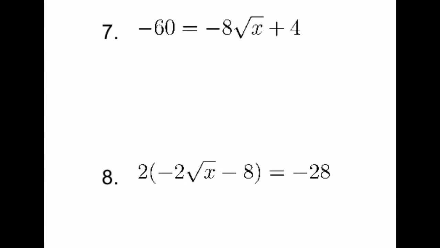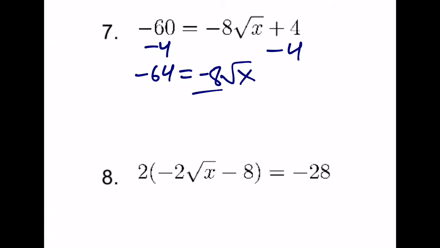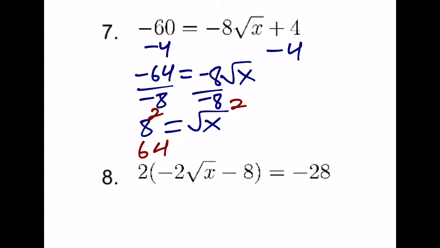Number 7, first thing we do is subtract 4 from both sides, so we get negative 64 is equal to negative 8 square root x. Then we divide both sides by a negative 8. We get a positive 8 on the left. To cancel out the square root, we square both sides, and we get 64 is equal to x.